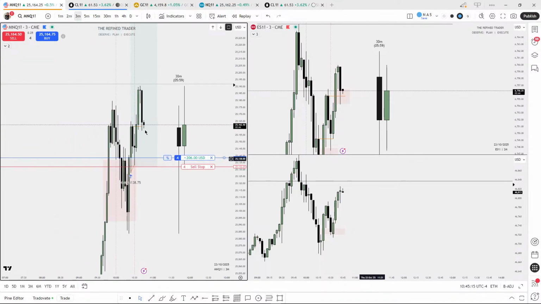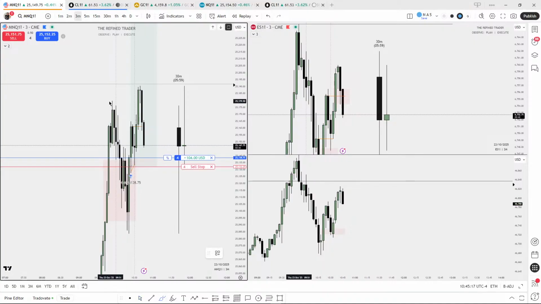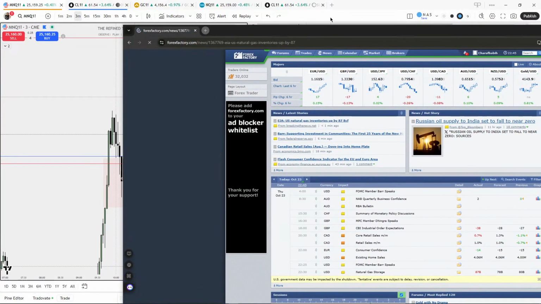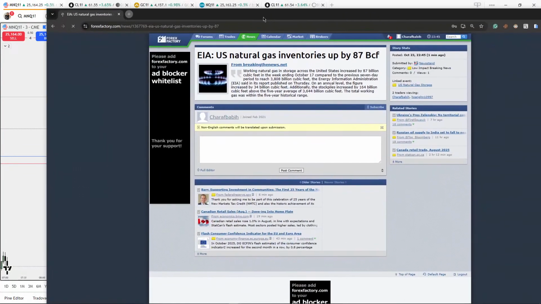Let's see. So price actually ended up reacting off of the high. Wow, what's going on? Is there some sort of news? This is not normal. Let me check Forex Factory. Yeah, this movement is not normal at all. Yeah, I knew something was going on. Natural gas, something about natural gas again.